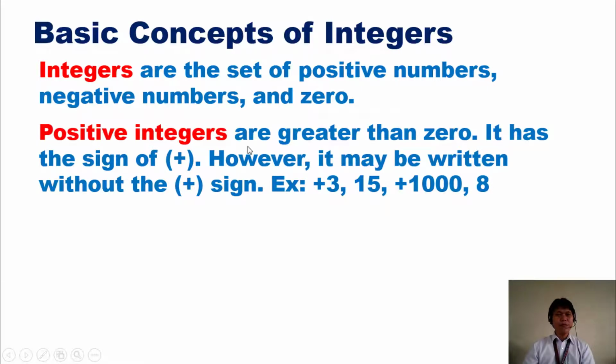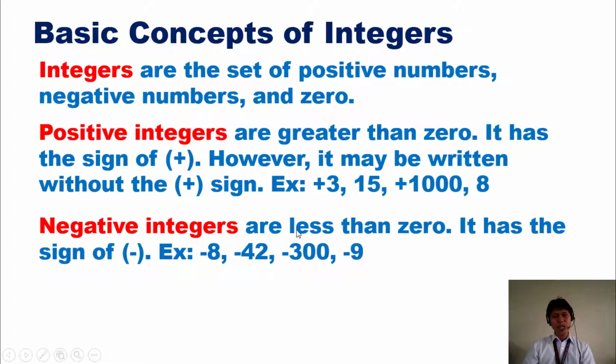Okay, positive integers are greater than 0. It has the sign of this plus sign. However, it may be written without a positive sign. Like for example, positive 3, or if it has no positive sign, it is understood to be positive. So positive 15, positive 1000, and positive 8.